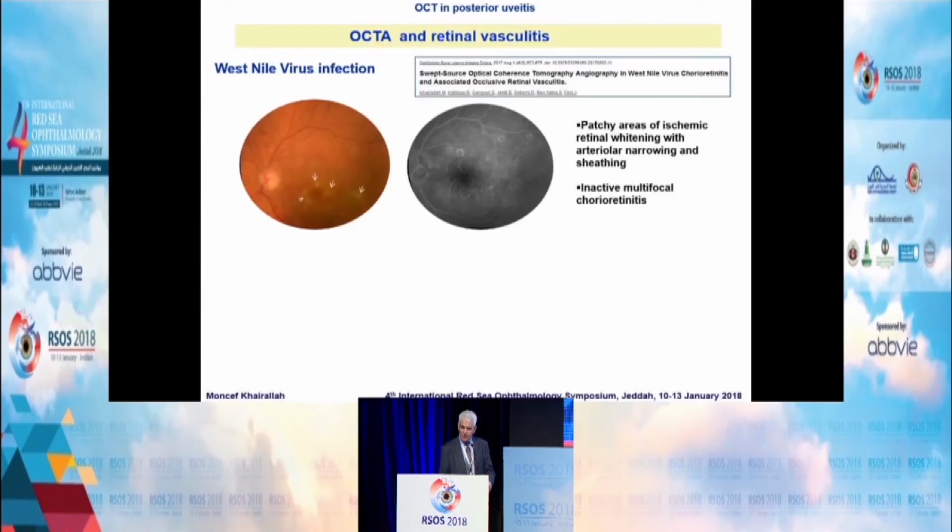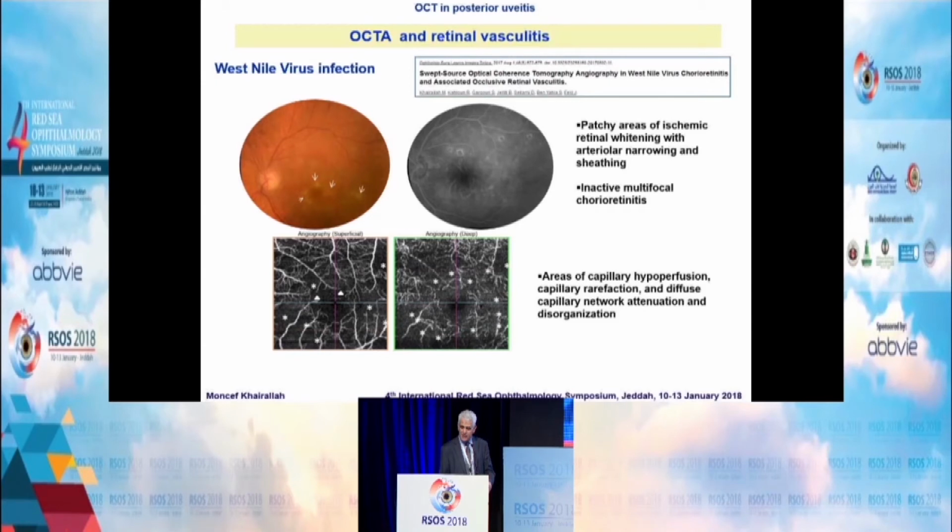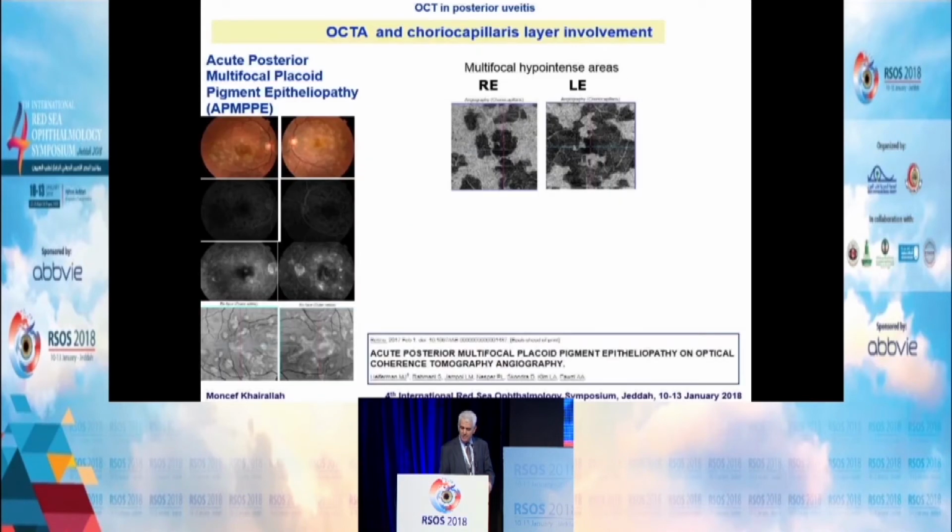Another case of infectious disease: this is a case of West Nile virus infection with multifocal choroiditis and a suspicion of occlusive vasculitis. As you can see, with OCT angiography we could confirm the diagnosis of associated occlusive retinal vasculitis, with areas of capillary hypoperfusion mainly involving both the superficial and deep capillary plexus.